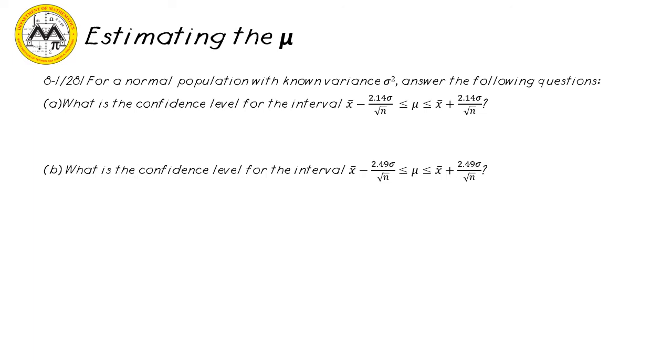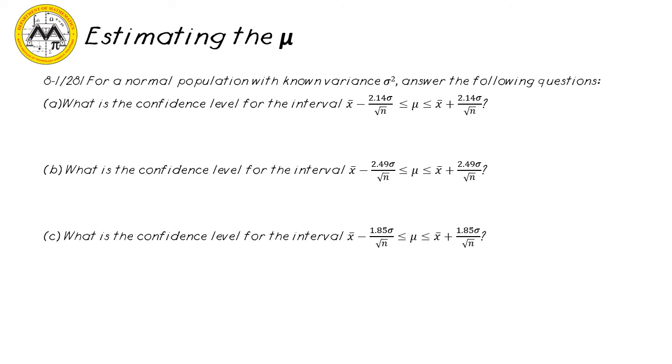So for our examples, for a normal population with known variance, answer the following questions. What is the confidence level for x bar minus 2.14 sigma over square root of n up to x bar plus 2.14 sigma over square root of n? So this is basically 2.14. So that would be equal to phi of 2.14 minus phi of negative 2.14. So we just evaluate this area bounded by this given interval.